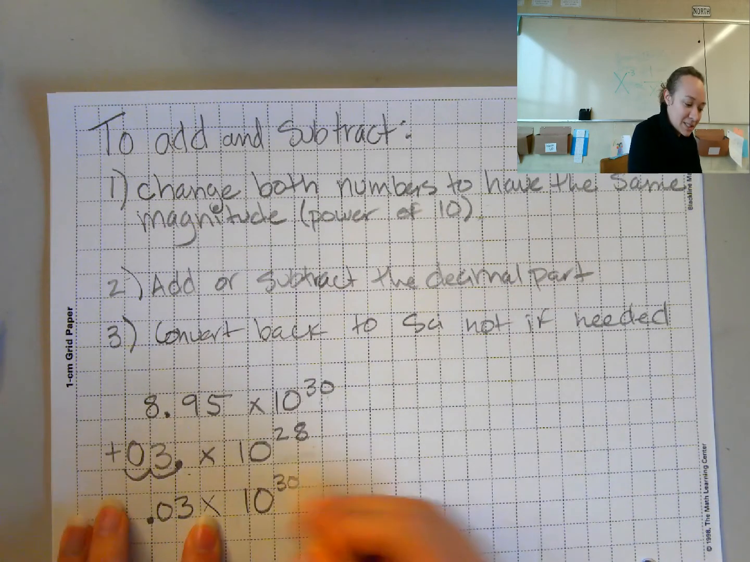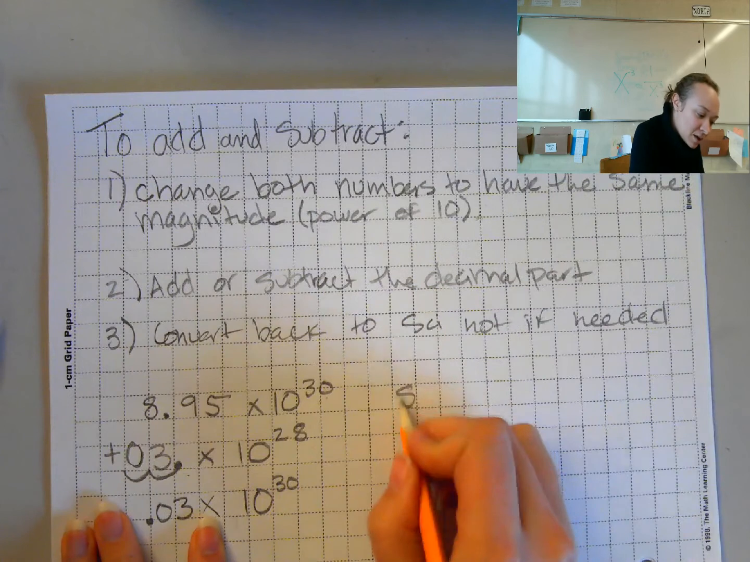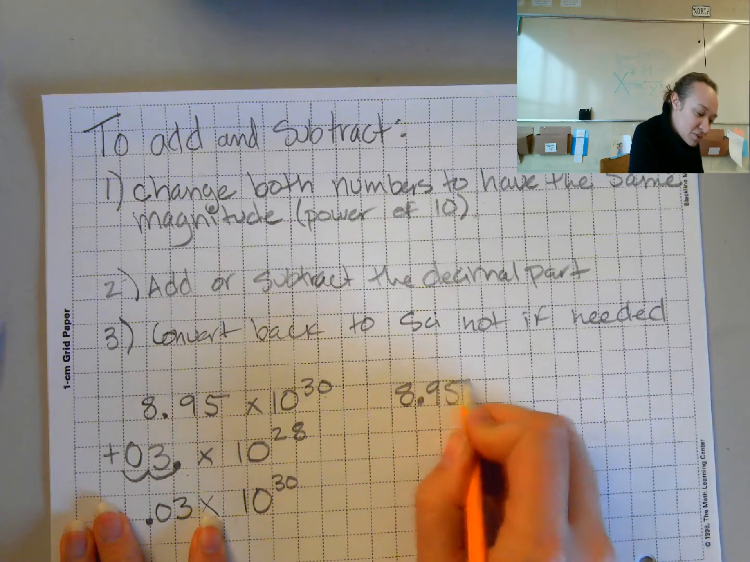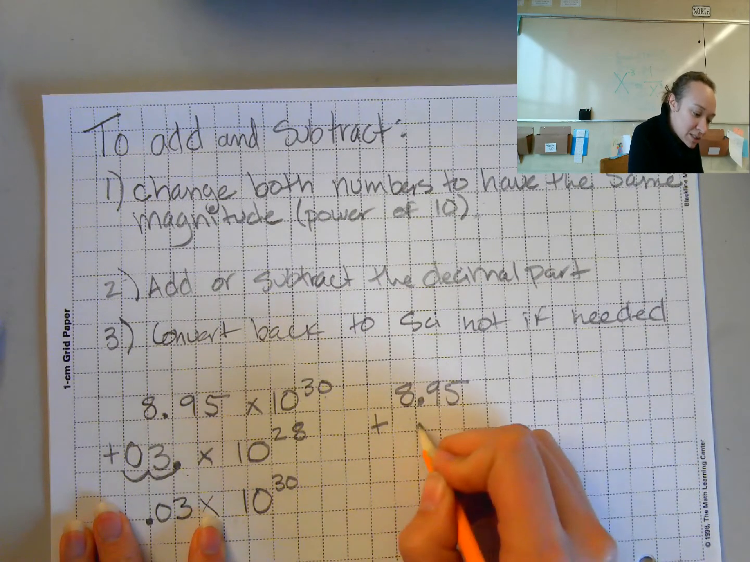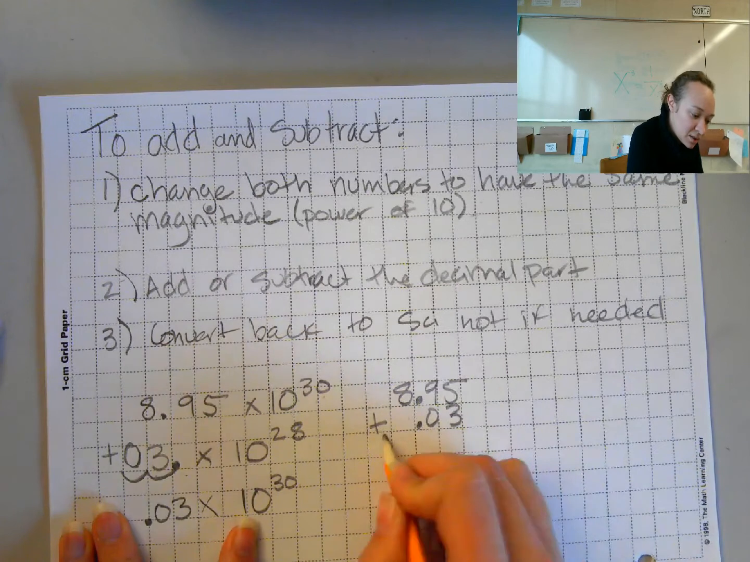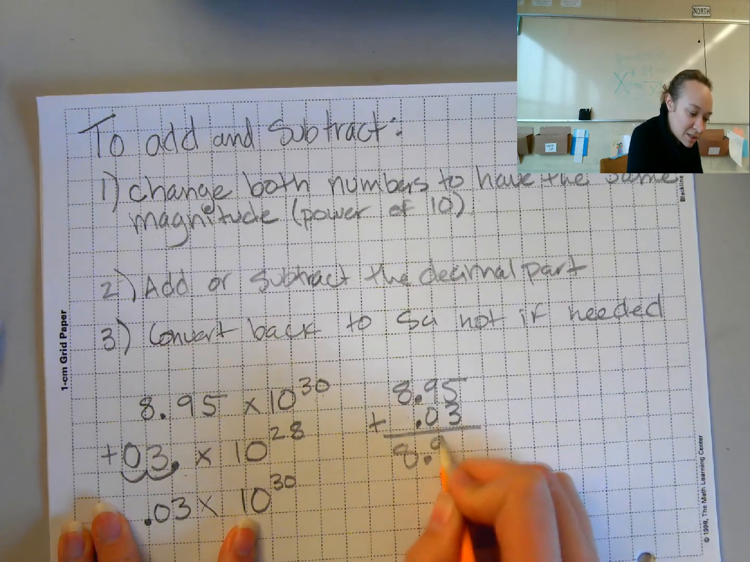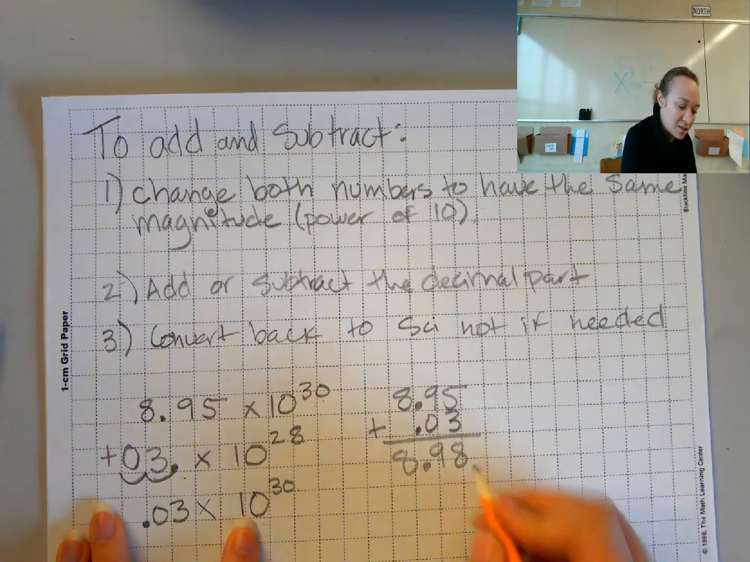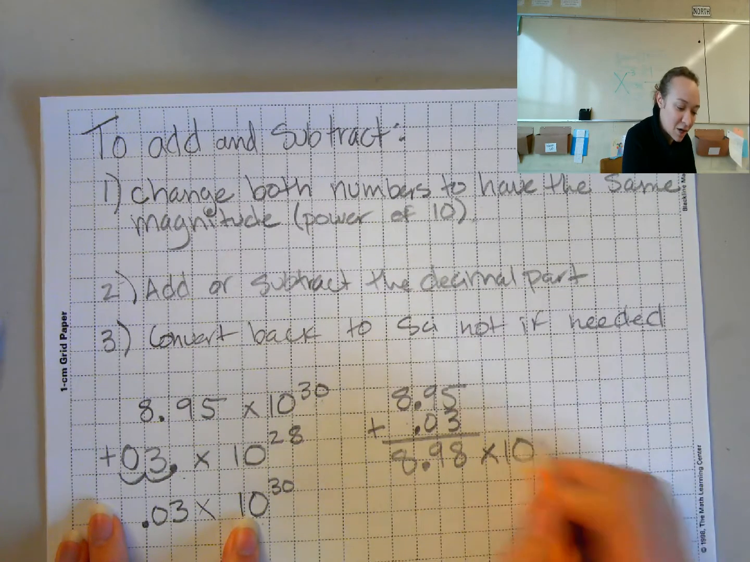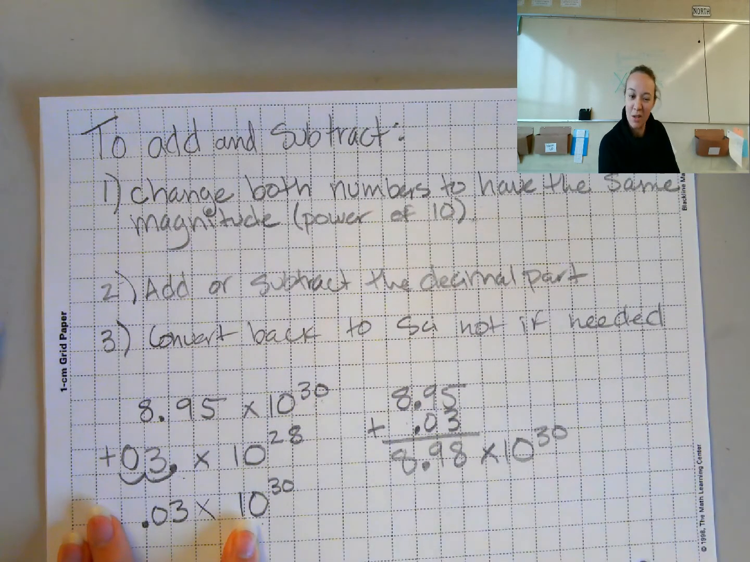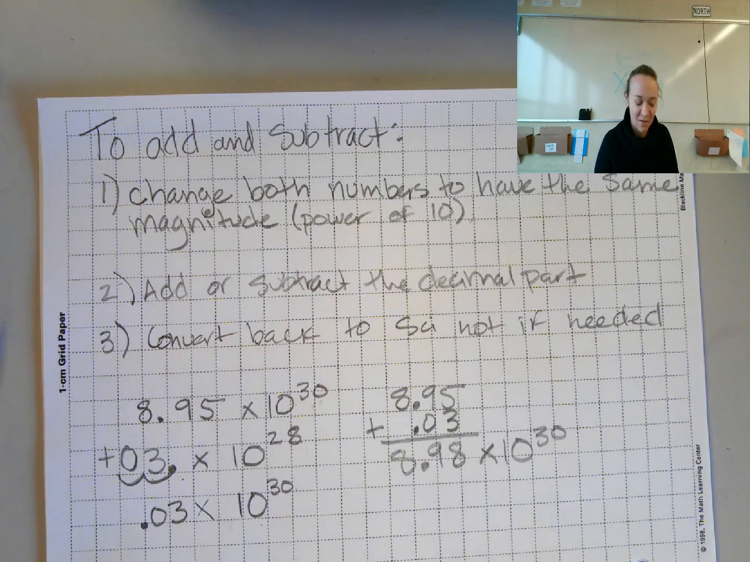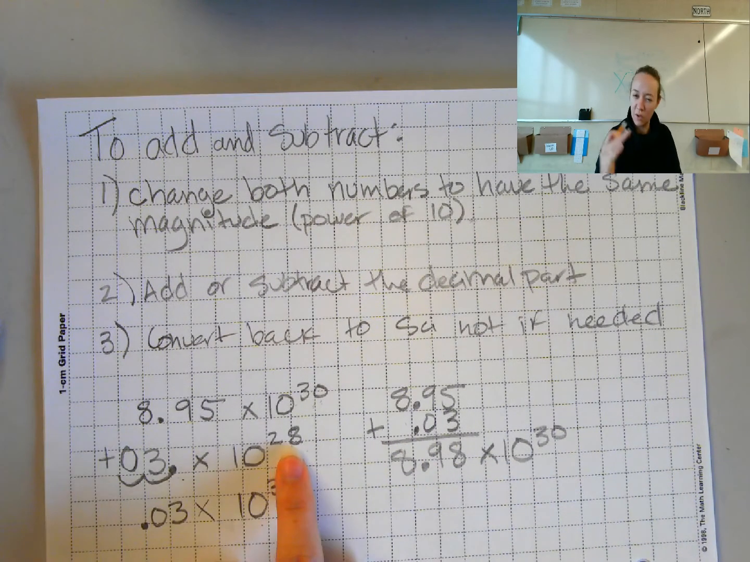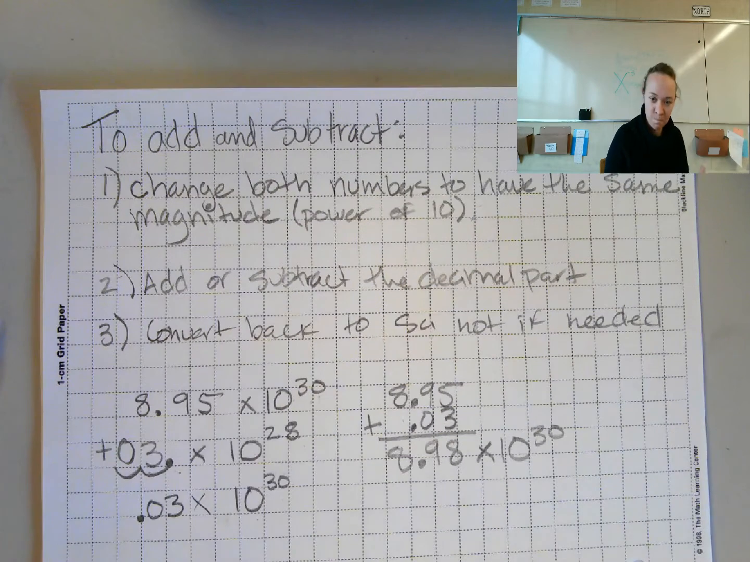So that means that I can now add 8.95 plus 0.03, which gives me 8.98. And then that's going to be times 10 to the power of 30. So I guess it's actually good that I picked 30 because this ended up in scientific notation and I didn't have to change back again, right? If I changed them both to 28, then I would have had to do that adjusting again.